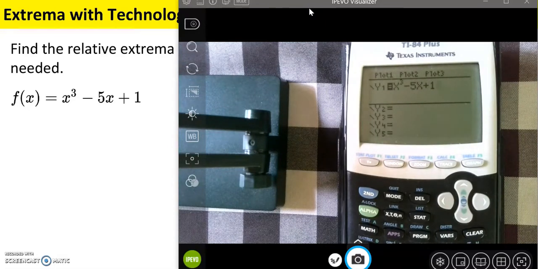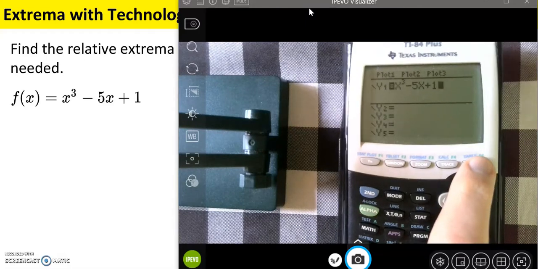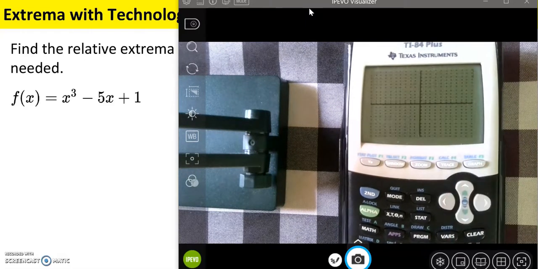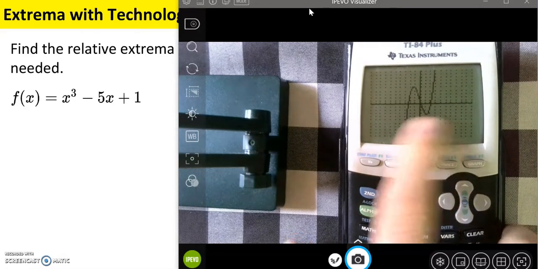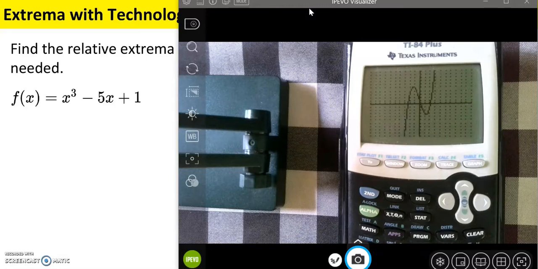Once you've entered the function that you want to graph, simply hit the graph button and you will see that graph. Now as you run about, there's a way to turn on a grid on your calculator if you want it to look like mine. That might make it a little easier to estimate where the points are. And if you need help doing that, I need you to let me know, okay?